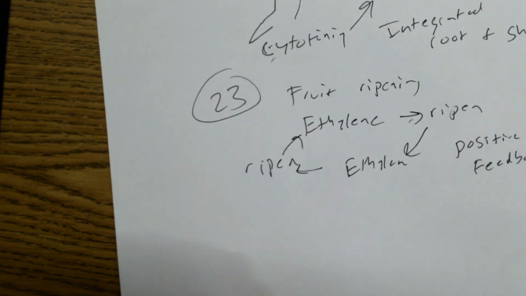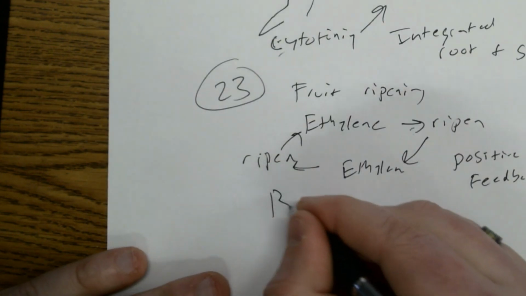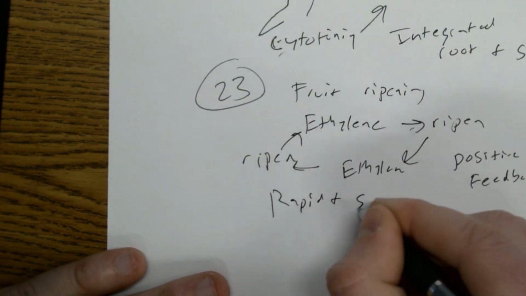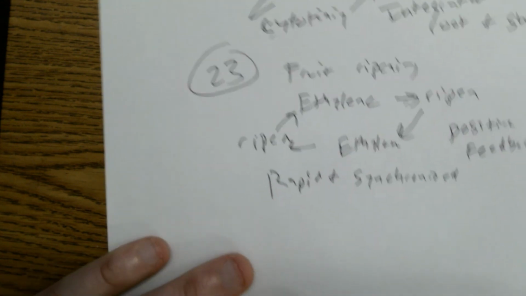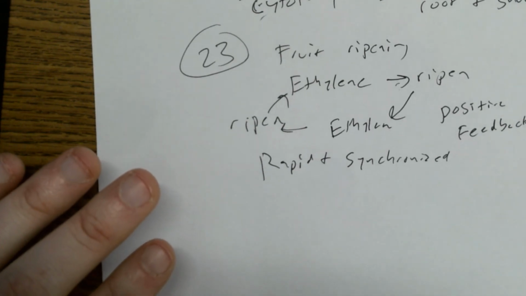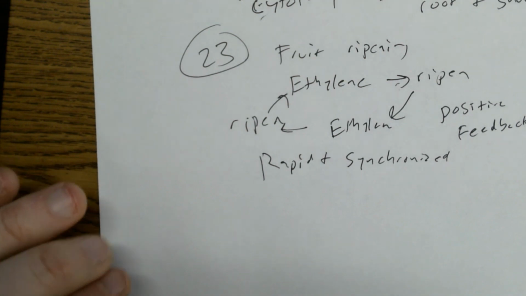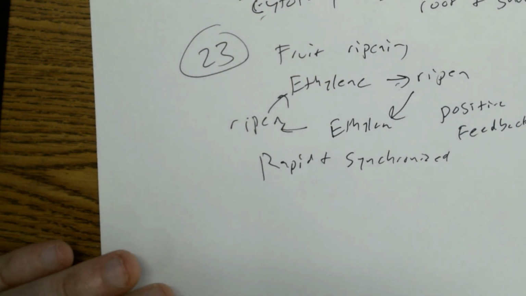And so this ethylene will stimulate in other ones, which will stimulate in other ones. This makes it rapid and synchronized. So that way your fruits are all ripe at the same time, increases the likelihood that they will be eaten, and it causes them to be better for herbivores. And that is C31.